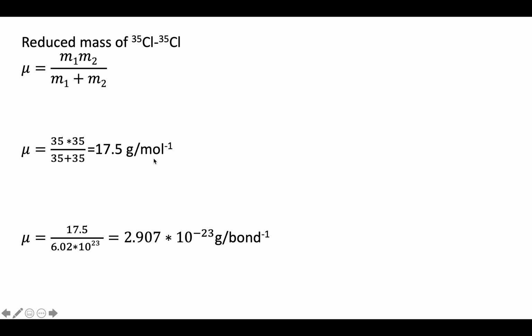So to convert the two, you just divide this by Avogadro's constant. Avogadro's constant is the number of molecules in a mole, so that will just convert the two. This will give us a new value of the reduced mass, which is 2.907 times 10 to the minus 23 grams per bond to the minus 1.